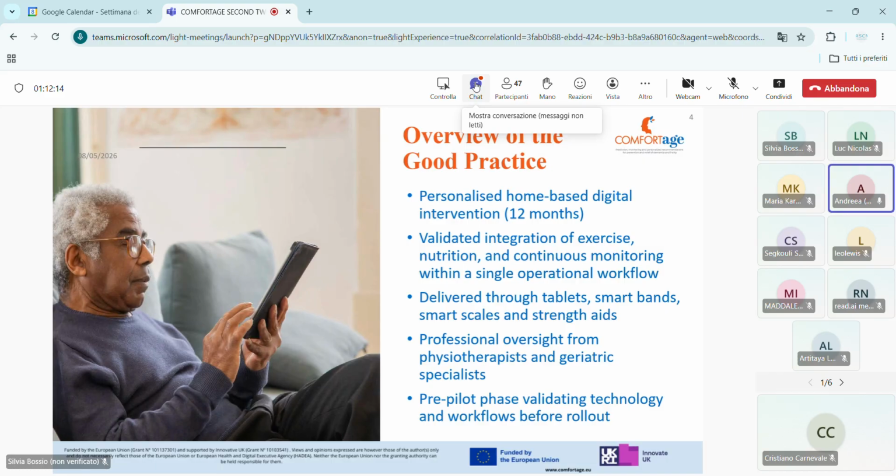Now, before the 12-month personalized intervention, so before the full rollout, we are running a pre-pilot to validate the technology and the clinical workflow to see if these would work in real-world conditions. Next slide, please.